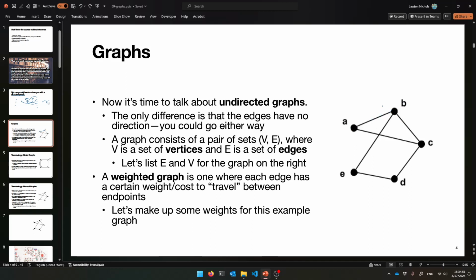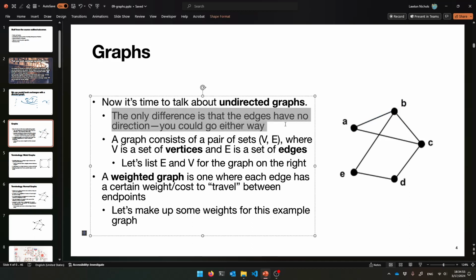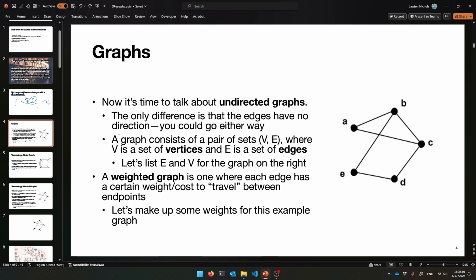It's kind of like a road network. For undirected graphs, there's no direction, you can go either way in your graph. And so in that case, to represent this graph, in code or in math, you make a pair of two things, V and E, two sets, where V is a set of vertices, those are your dots, and E is a set of edges, things that connect your vertices.